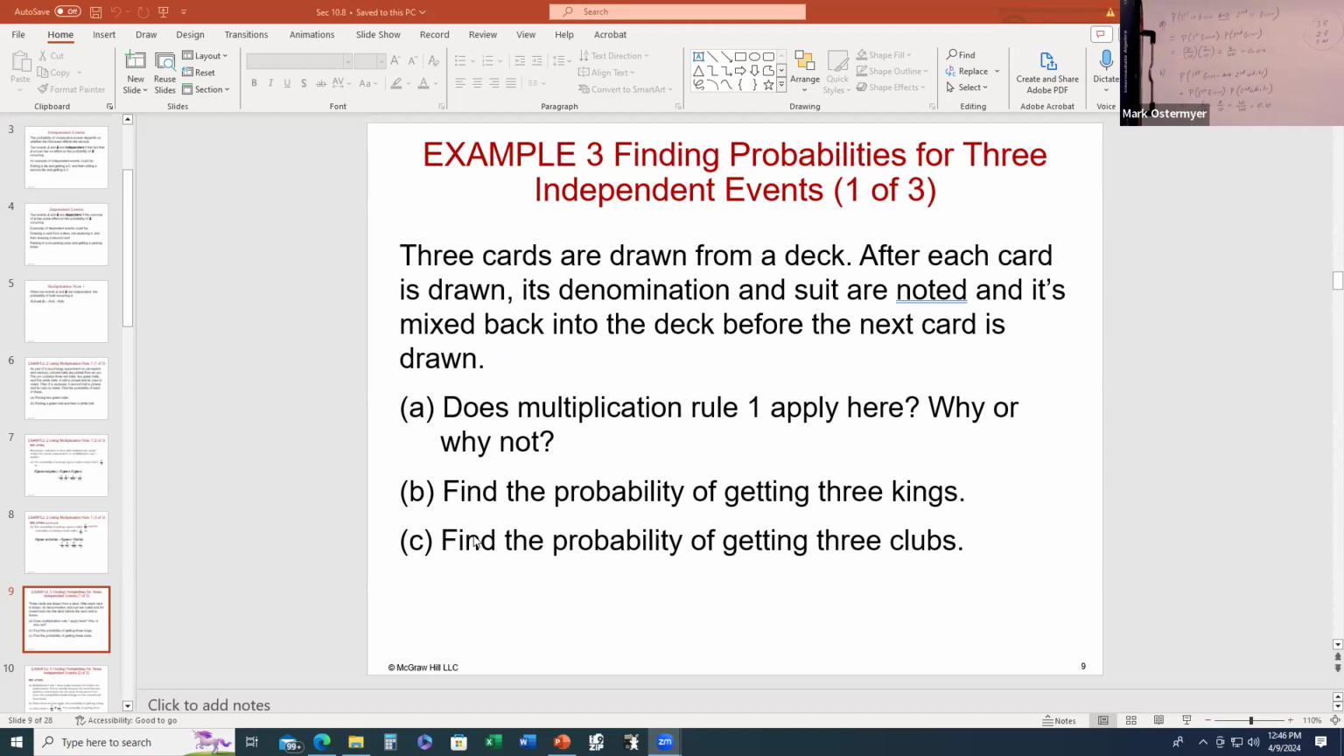This is assuming, again, that when we select a card from the deck, we note its denomination and its color, and we replace it back into the deck, shuffle the deck, and then reach in and pull out a second card. Note its denomination and color, put it back into the deck, shuffle the deck, reach back in and pull out a third card, and note its denomination and color. Classwork number 1, do B and C. B and C for classwork 1.